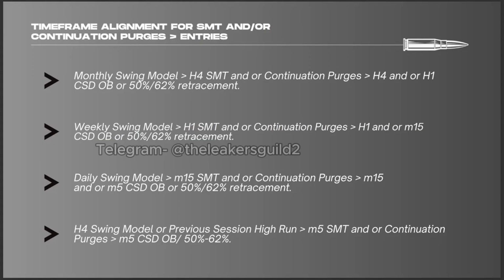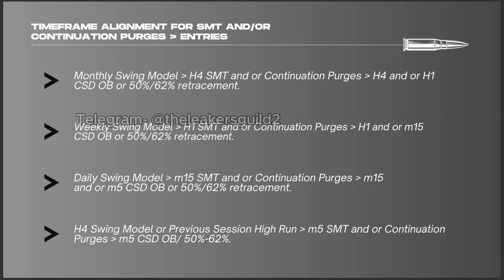Thirdly, we've got a daily swing model. So then we're going to be looking for 15-minute SMT and or continuation purges, and then 15-minute and or 5-minute change in the state of delivery order block, or the 50 to 62% retracement.